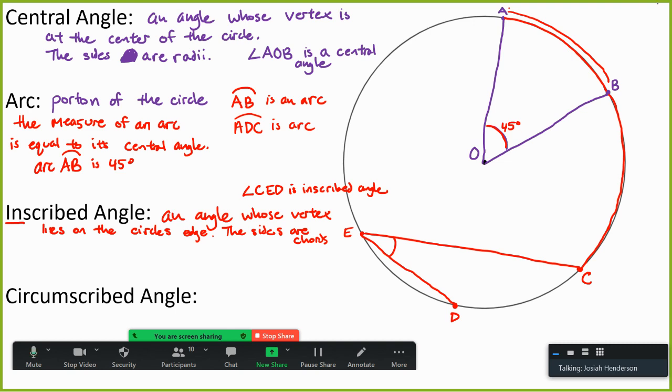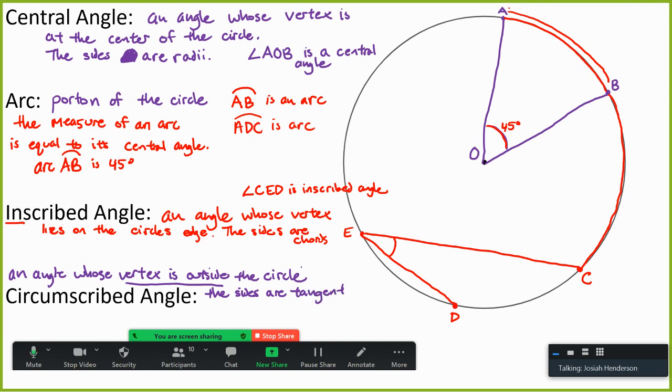And now I'm going to do the circumscribed definition above it in purple, just because of the cutting off of the screen. So a circumscribed angle is an angle whose vertex is outside of the circle. Circumscribed is an angle whose vertex is outside the circle. And these circumscribed angles, their sides are tangents. Remember, tangents are lines that are outside the circle, touching or intersecting in just one point.